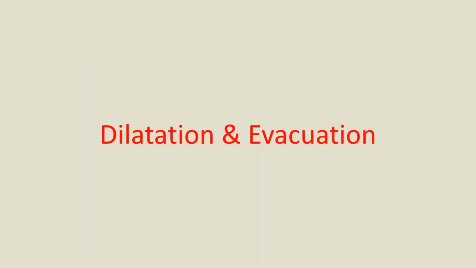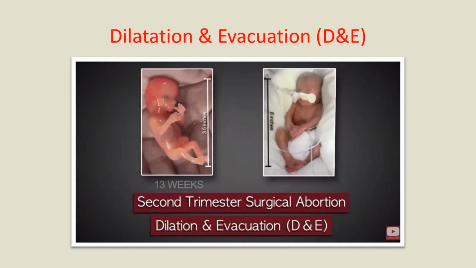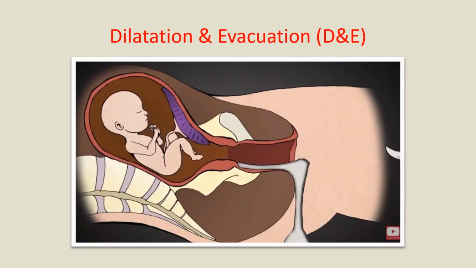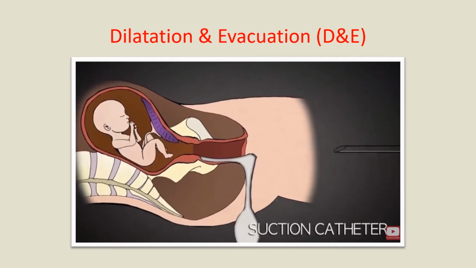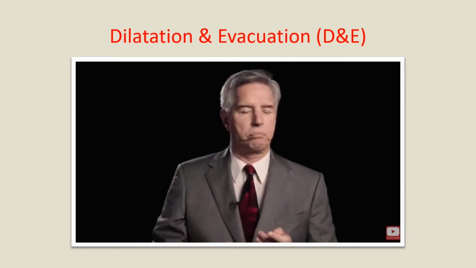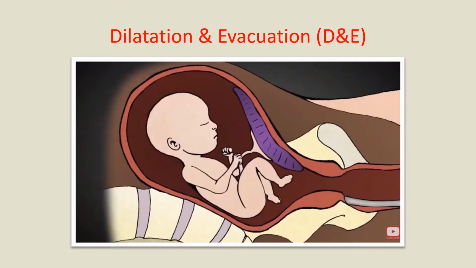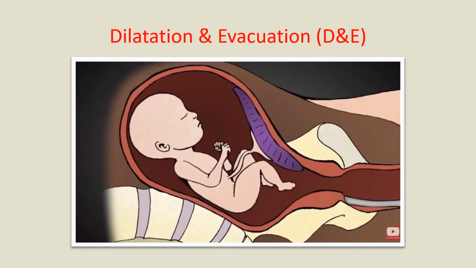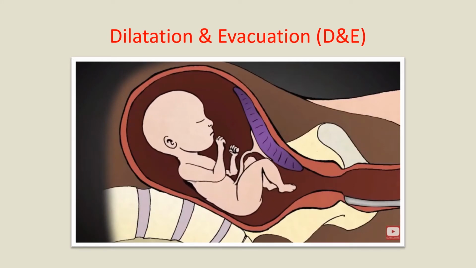And now, dilatation and evacuation, or D&Es. D&E is performed between 13 and 24 weeks of pregnancy. Once the cervix has been stretched open, the suction tube is placed inside. The suction machine is turned on, and pale yellow amniotic fluid surrounding the baby is suctioned out through the catheters. With babies this big, they don't fit through catheters this size. The baby's bones and skull are too strong to be torn apart by suction alone.